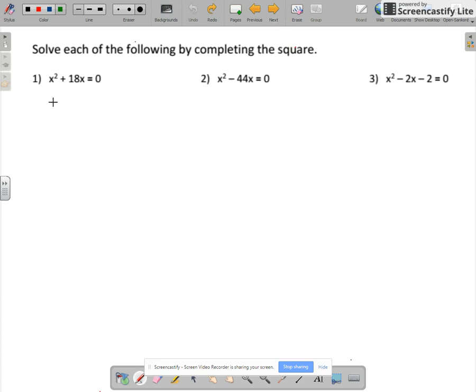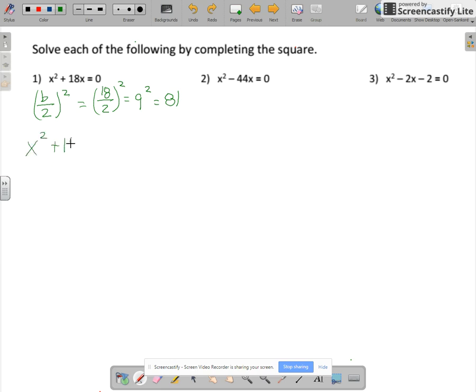Number 1, x squared plus 18x is equal to 0. Step number 1 is to write the equation in the form where the x squared and x terms are on one side of the equal sign and the constant is on the other. So we're good there. Our leading coefficient is 1, so we're good for step number 2. Now we find b divided by 2 squared. b is 18, 18 divided by 2 is 9, and 9 squared is 81. So we're going to add 81 to both sides.